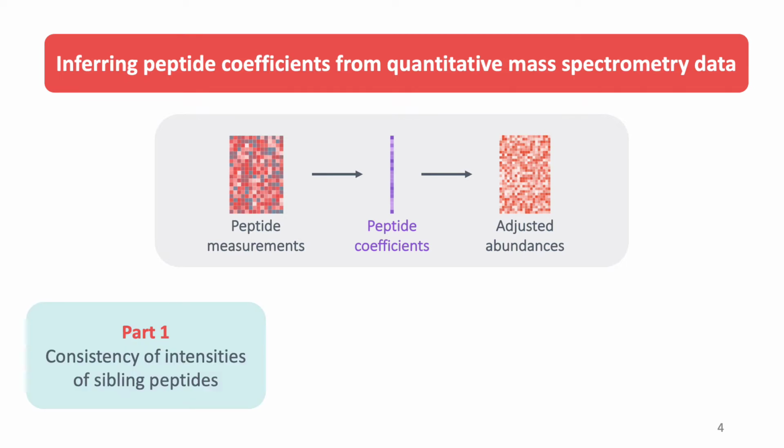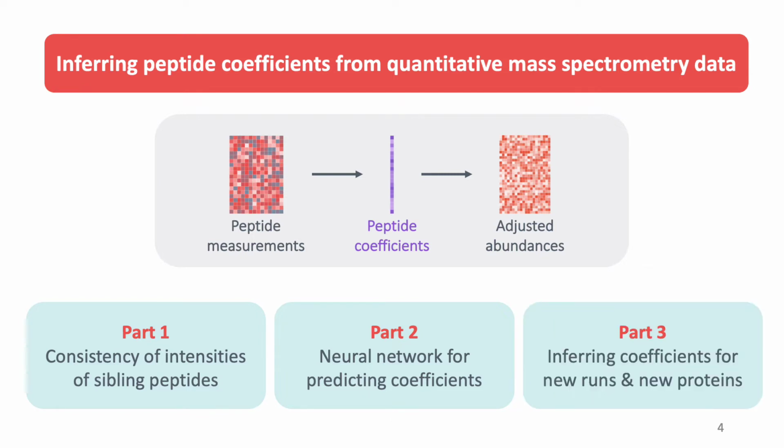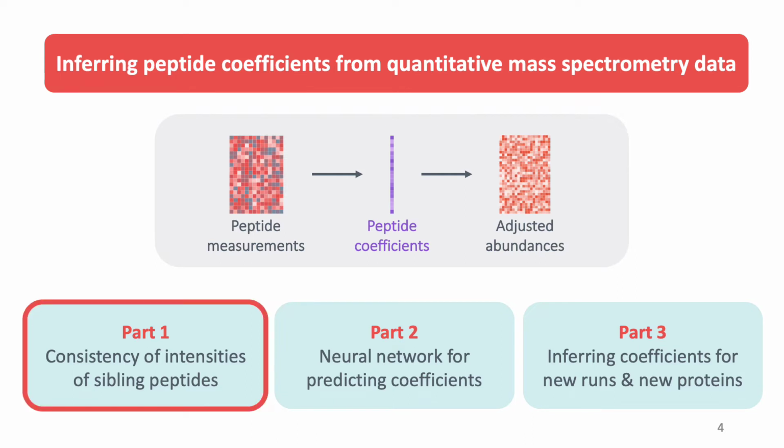Accordingly, we first provide empirical evidence for the consistency of these sibling peptide intensities. Second, we implement a neural network to predict peptide coefficients from the amino acid sequences of the peptides. And then we show the ability of this neural network to make predictions for new runs and new proteins. Let's start with the first experiment.